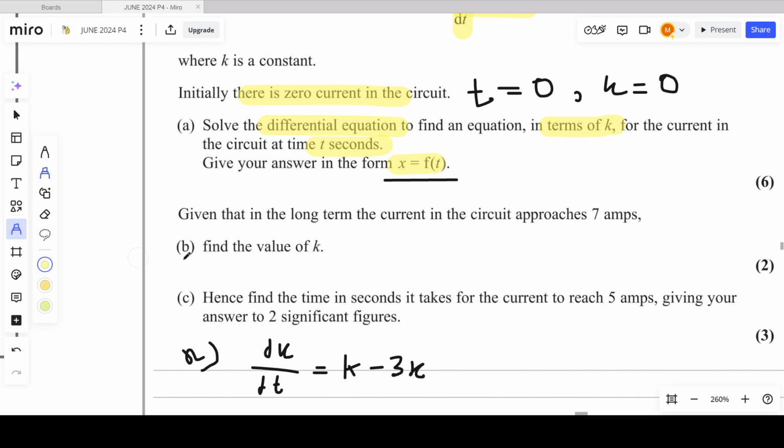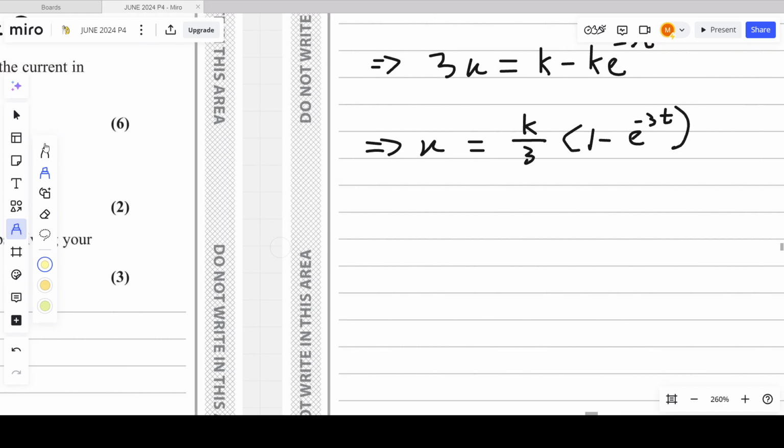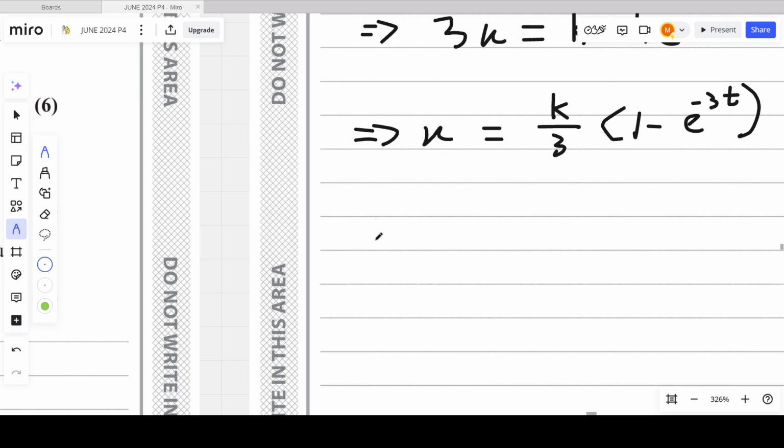Next, part B. Given that in the long term the current in the circuit approaches 7 amps. In the long term, what does it mean? In the long term means that t tends to infinity. It's a longer time, that means time will be infinite. So as t tends to infinity, we need to use some concepts from limits here.